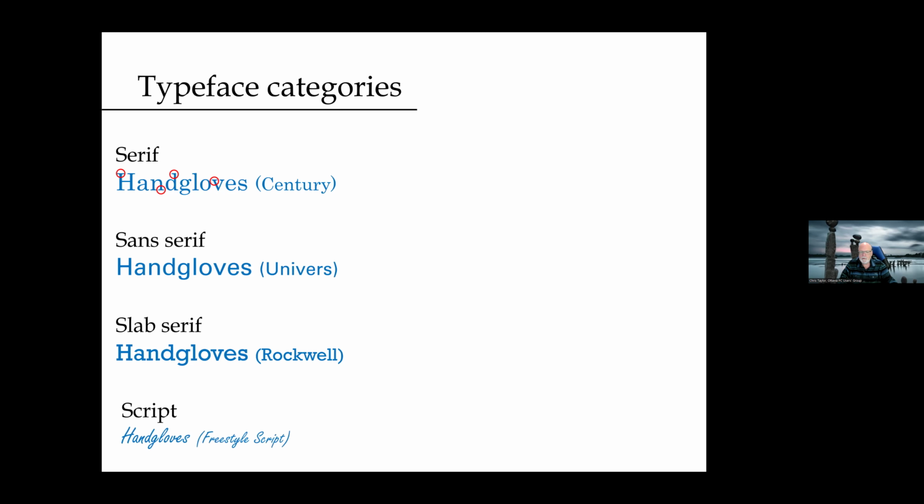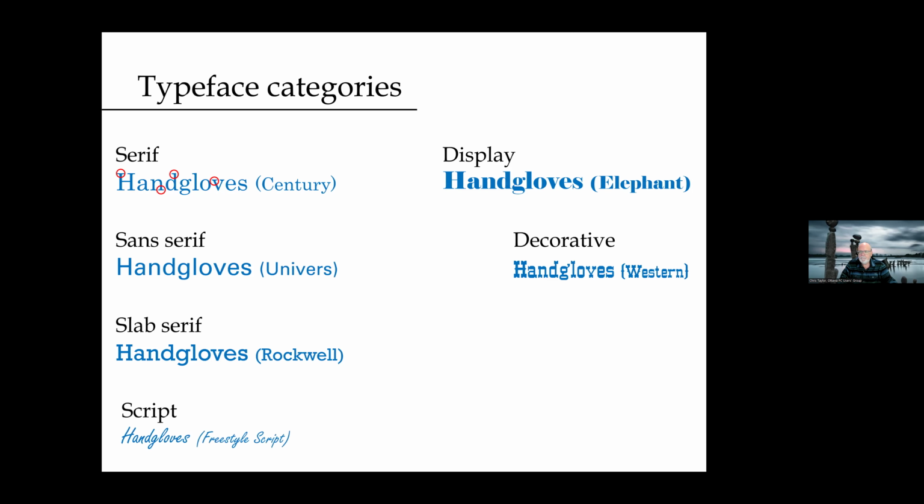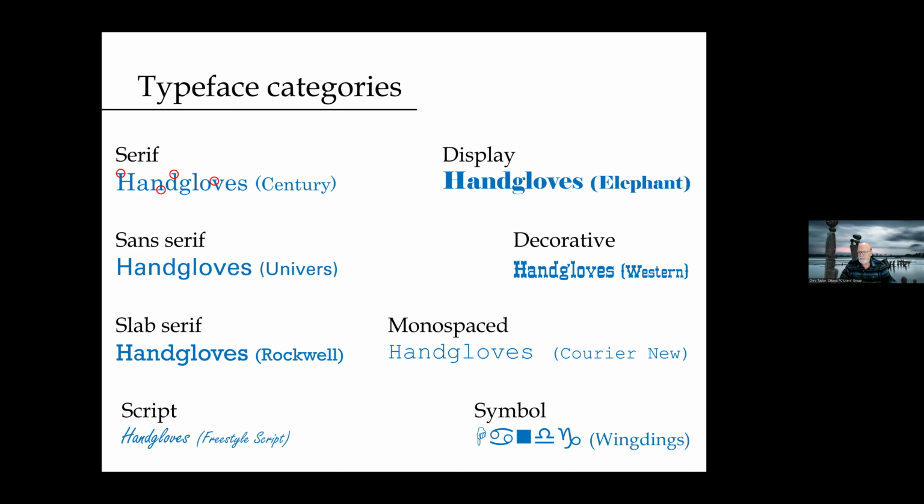You have script or handwriting. You have display and decorative, which I group together because they tend to be used for large signage and things like that. They're very much bold and distinctive. You have monospace, where every glyph is the same width, and you have symbol typefaces, which is all those weird characters like you get in Wingdings.